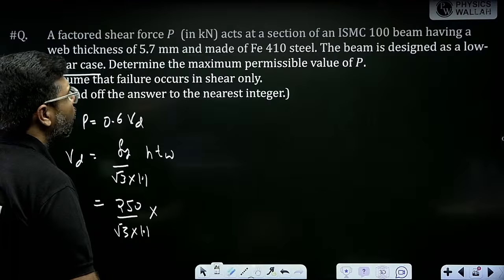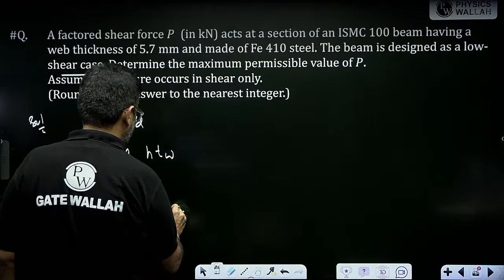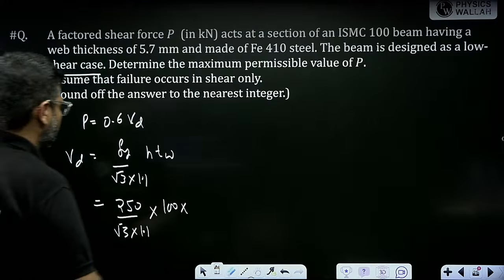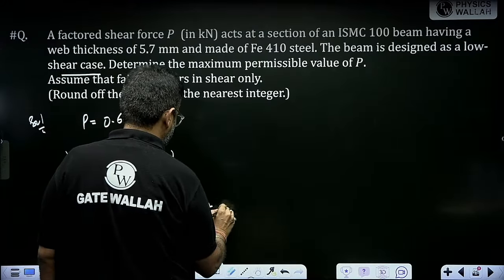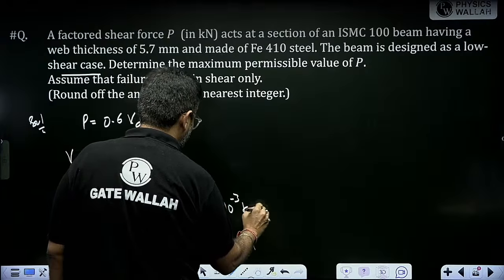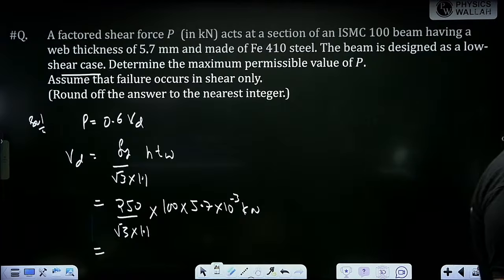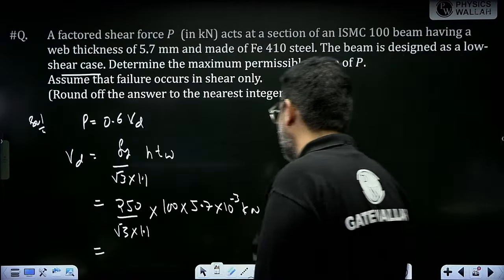Overall depth is how much? 100 ISMC, and thickness of web was given to me, that is 5.7. Multiplied by 10 raised to a minus 3, you will get your answer in kilonewton. So, how much are you getting? Tell me fast. 74.79 kilonewton.